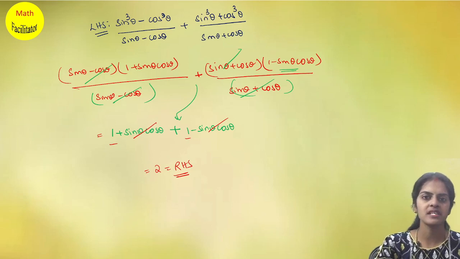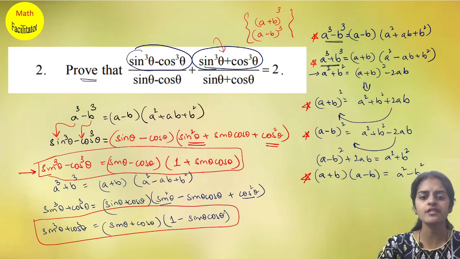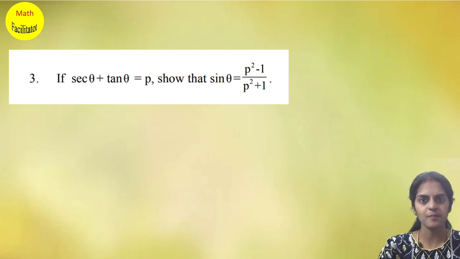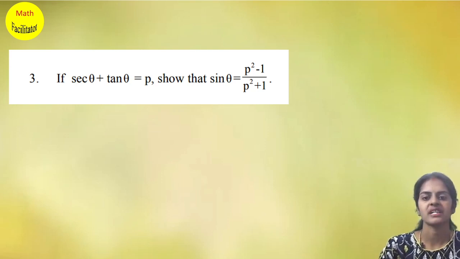Understood? So see how easy it was once you know the identity. Okay, so don't forget to learn this identity. So question number 3, secant theta plus tan theta is P. Show that sin theta value is P square minus 1 by P square plus 1.